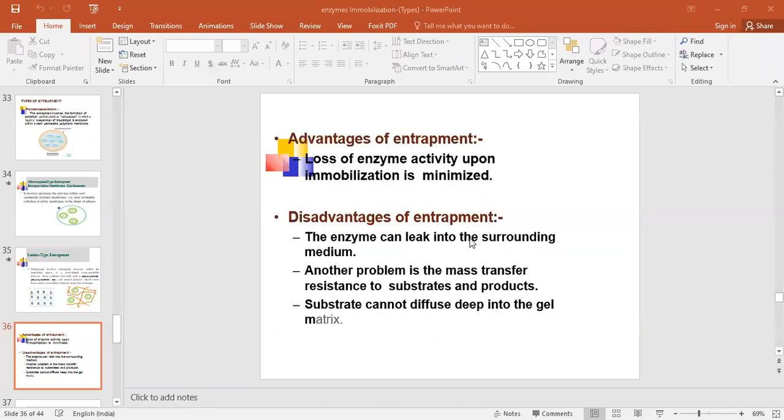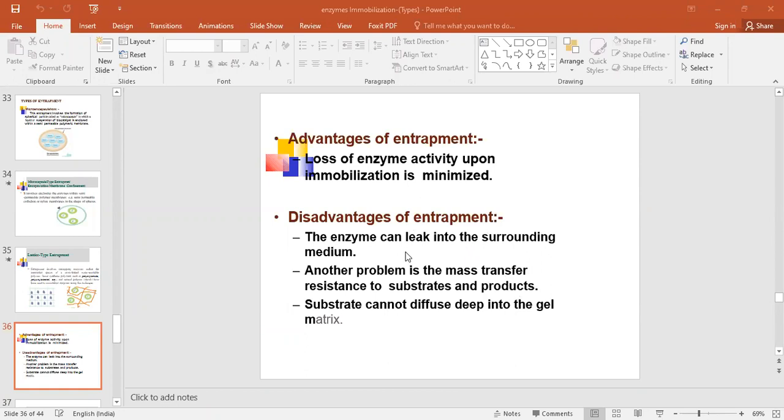Now advantages and disadvantages. The advantage is that enzyme activity may not be lost, or if loss happens, it should be low. Immobilization is minimized. Why? Because in the entrapment method there is no direct physical contact between your enzymes and your solid support. Your enzyme is just entrapped in your polymer matrix. That's why immobilization is minimized here.